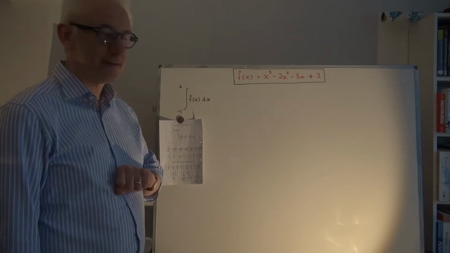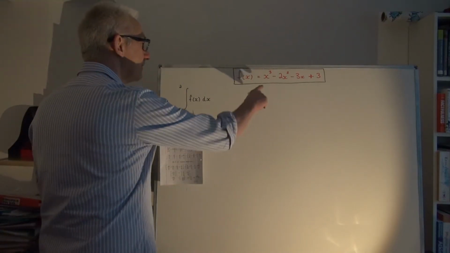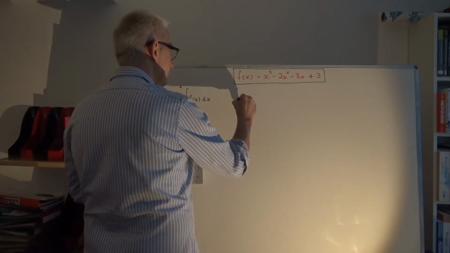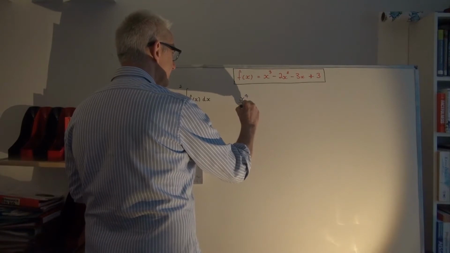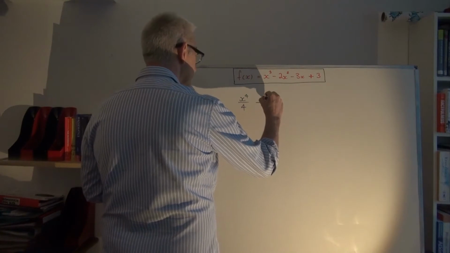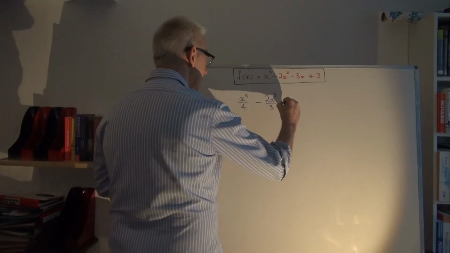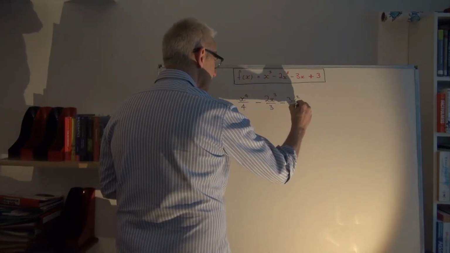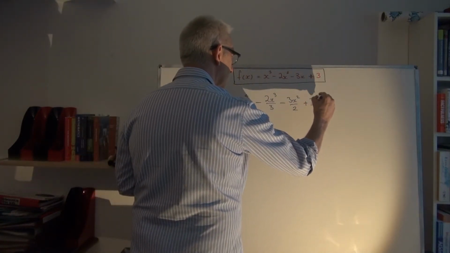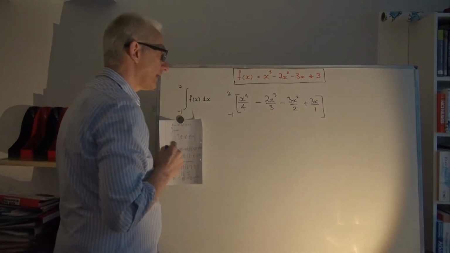So our first step then is to find the antiderivative of this function. Not too difficult to do. We raise the power, divide by the new power. So our antiderivative is going to look like this: x to the 4 divided by 4, minus 2x cubed divided by 3, minus 3x squared divided by 2, plus 3x divided by 1. And we'll just put our limits back on there.